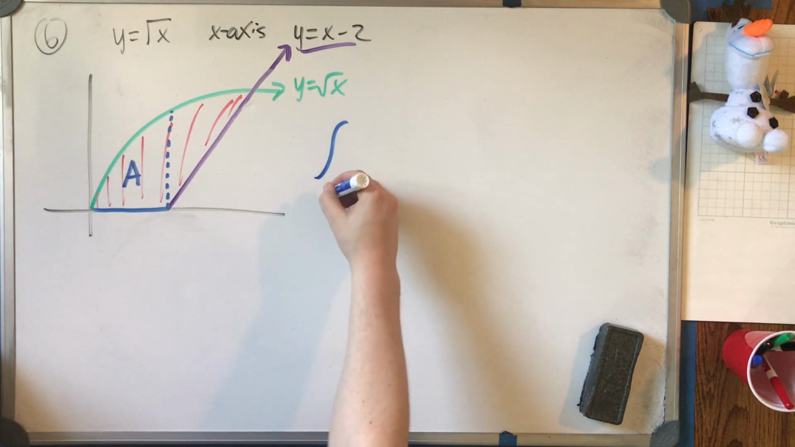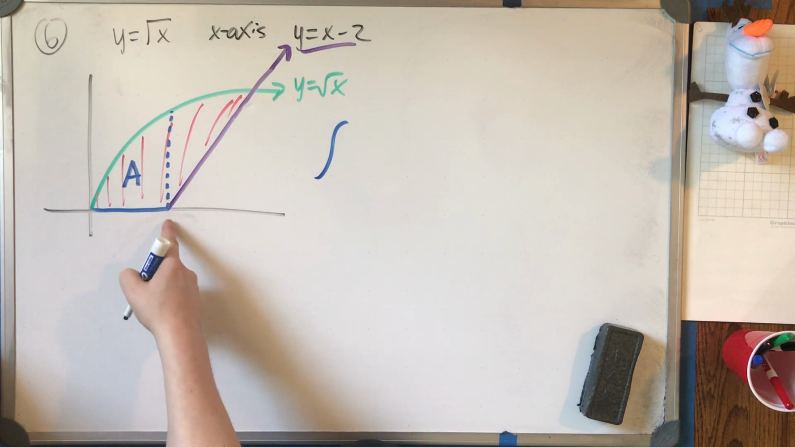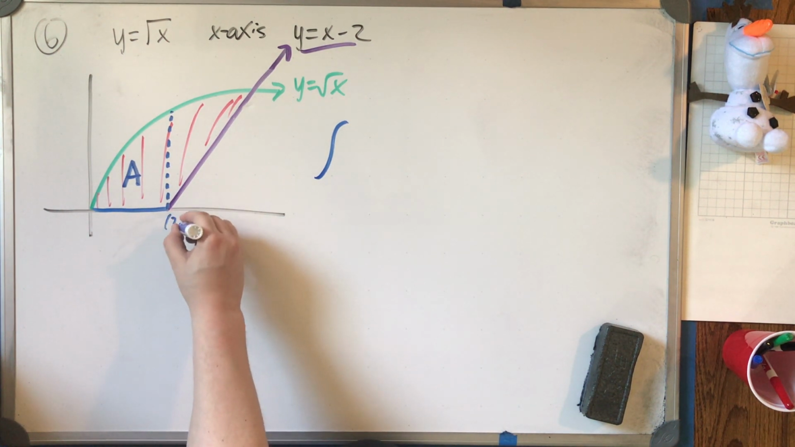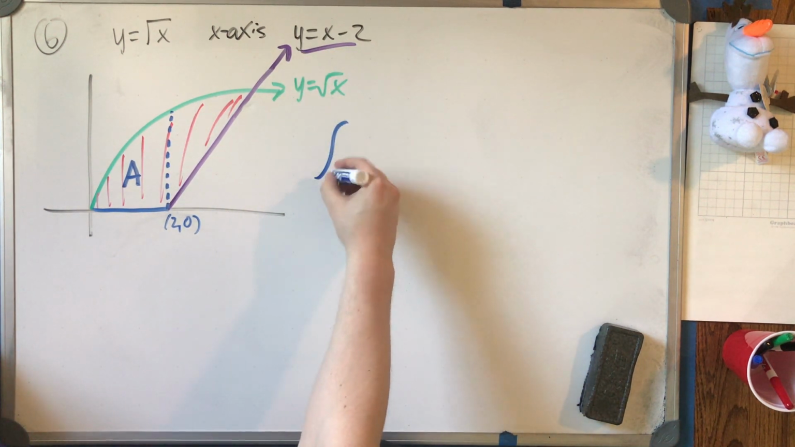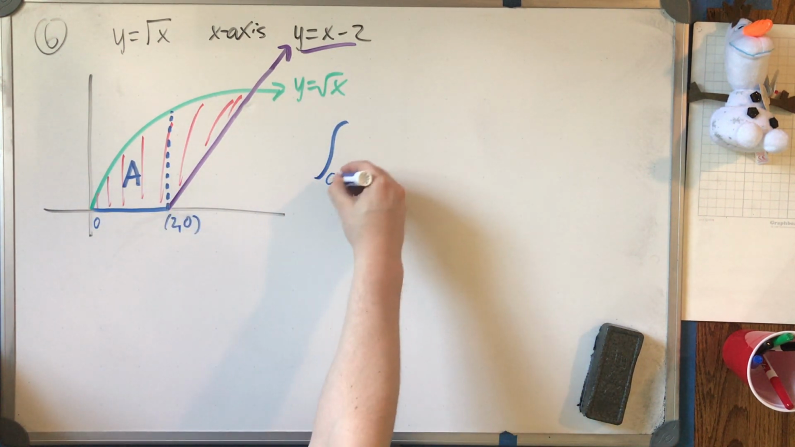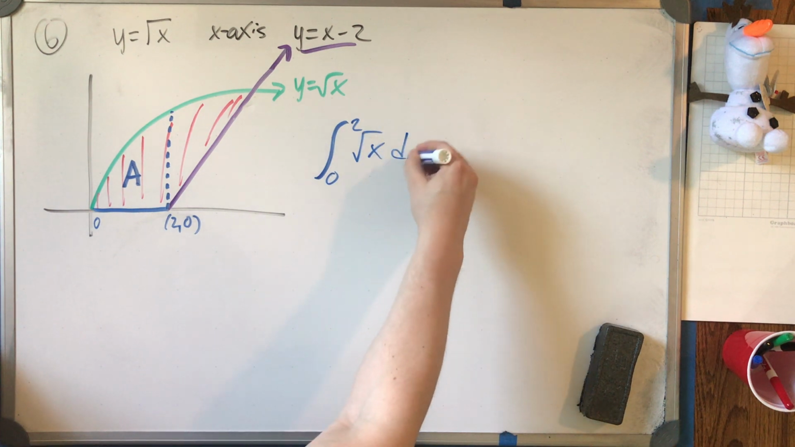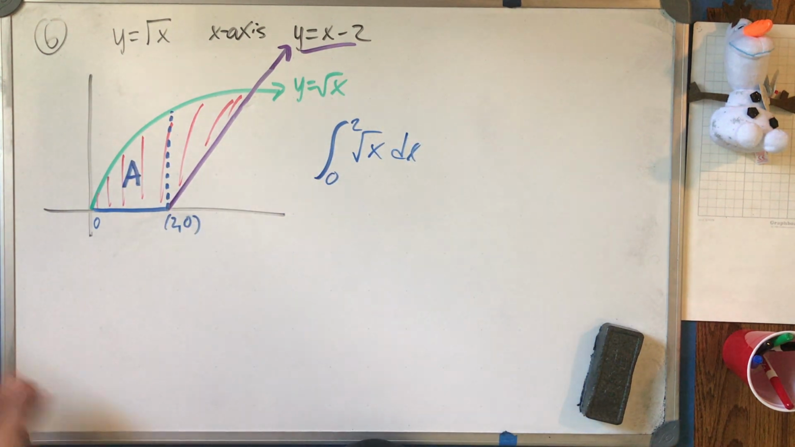So that's going to be the integral from 0 to wherever this value is right here, which is at 2, 0. So I just figured out when is that equal 0. So I'm going from 0 to 2, the square root of x dx, and that's going to give me this first area.